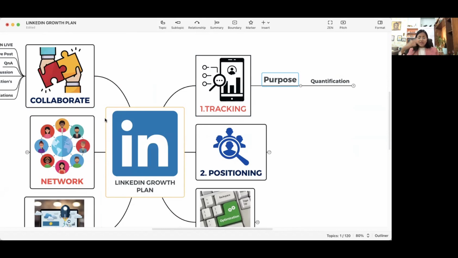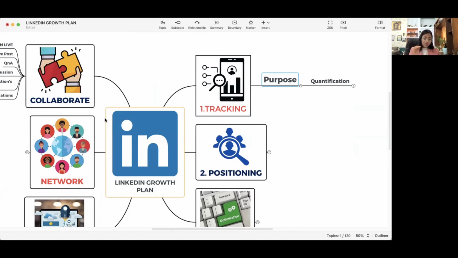And then you can create your next map. Maybe you can have one map only about tracking, one map only about collaboration. Okay, this month I'm going to collaborate this way. And you create a specific mind map only for collaboration on LinkedIn. And you write down, okay, these are the 5 ways I want to collaborate with people. And you create another mind map.